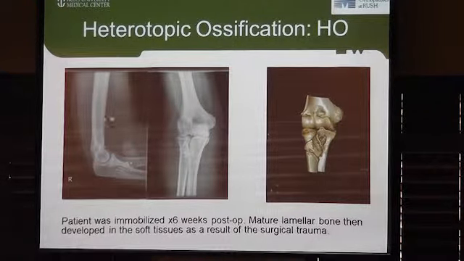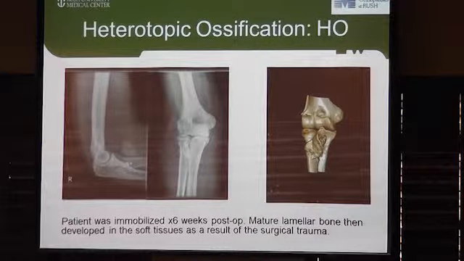Post-operatively, it's important to get x-rays because you can see here this patient who was immobilized for 6 weeks, which is probably a little bit too long, started to develop some HO, or sort of lamellar bone within the soft tissues. If you get a CT scan of it here on the right, you can see a 3D reconstruction CT scan. You can see this big lobulated piece of bone. The HO can be so extensive they can actually fuse the two proximal bones together.